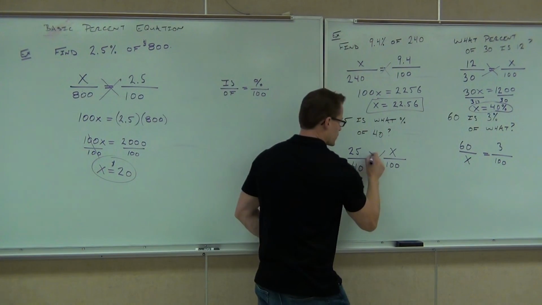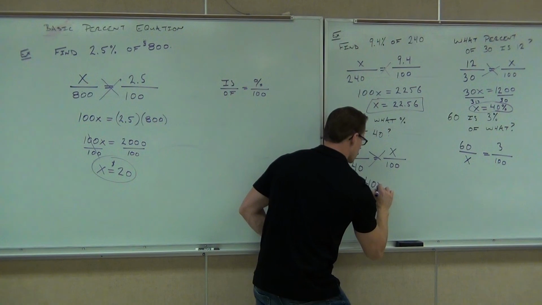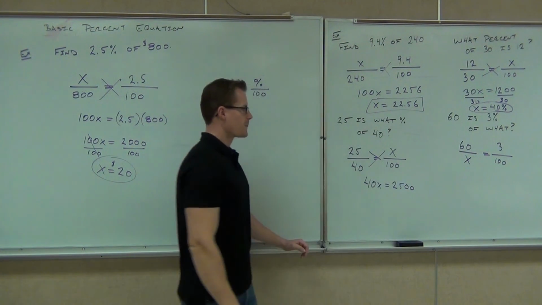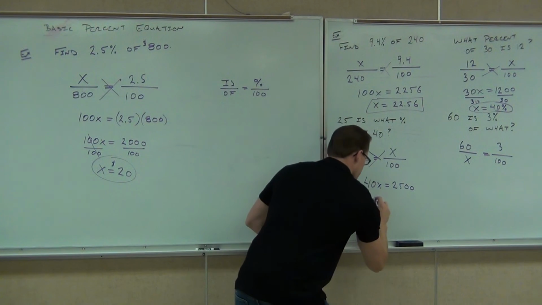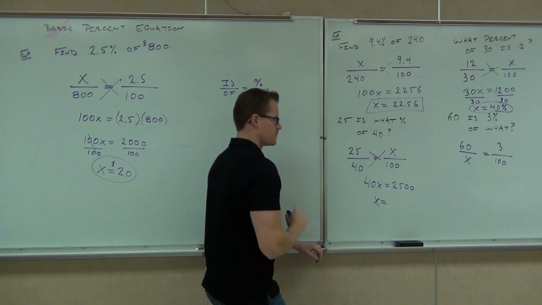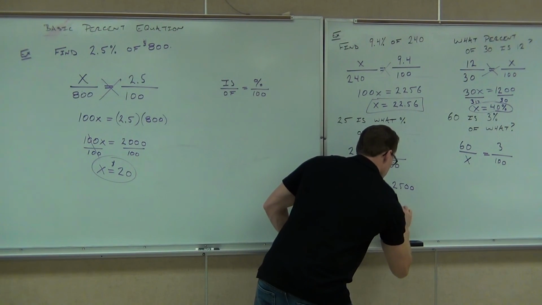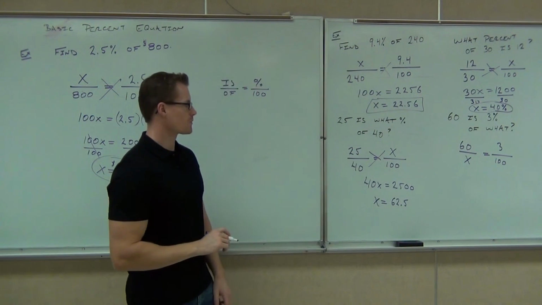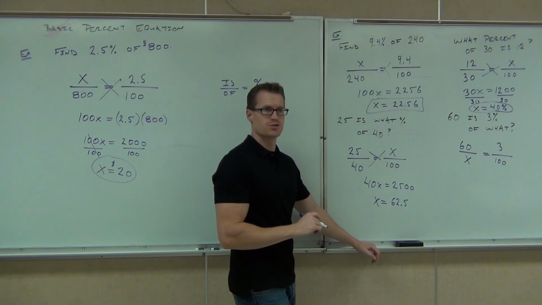Okay, next up, again, we'll cross multiply 40x equals 2,500. Divide that by 40, and what do you get? 62.5%. 62.5, and is that a percentage as well? Yes.